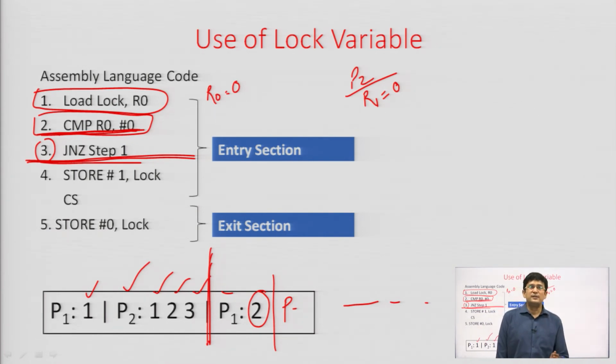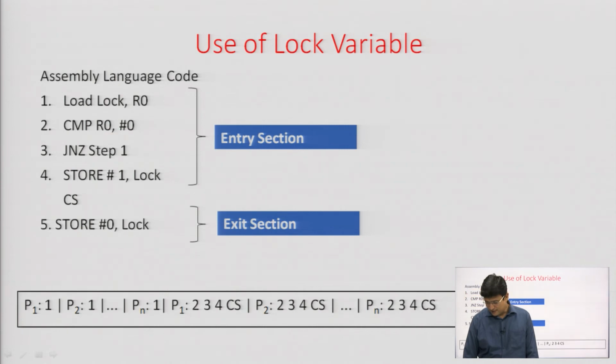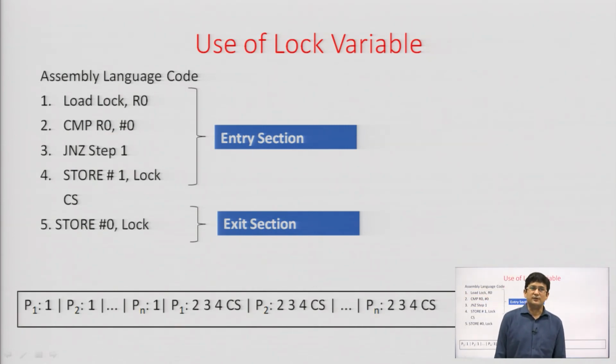If more than two processes are seeing the same value, more than two processes can also enter the critical section. It means there can be n processes which can enter the critical section. You can see that there can be n processes which can enter the critical section.